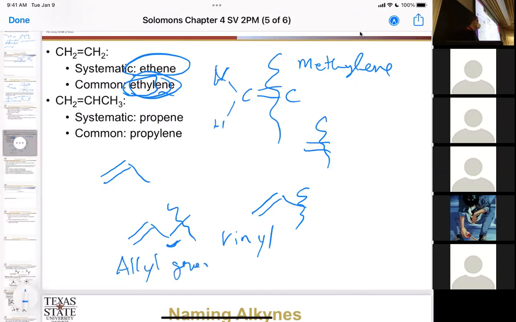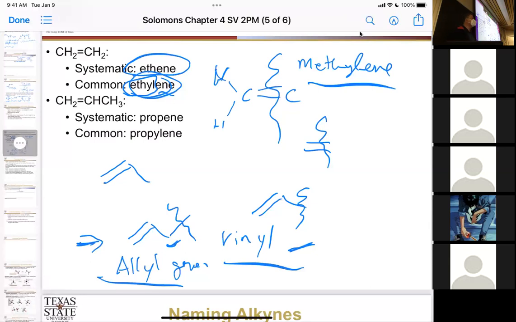And I would put those on your chart with all the other alkyl groups because that's how things are named. When we add a chloride to this, it's called vinyl chloride. When we add an alcohol to this, it's allyl alcohol. So these are substituent names just like other things. It's just they're unique to alkenes, which is why we didn't learn them until now. So methylene, 1 carbon, vinyl, 2 carbons, allyl, 3 carbons.